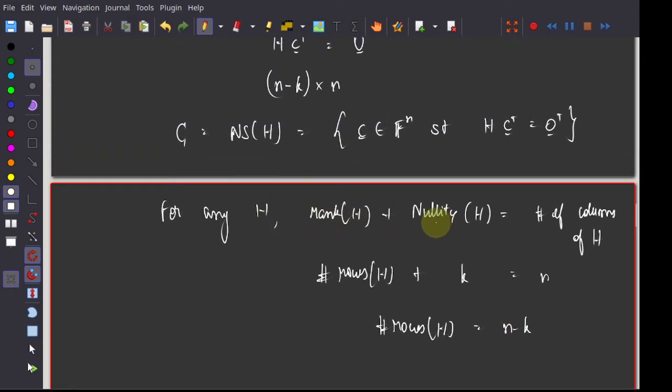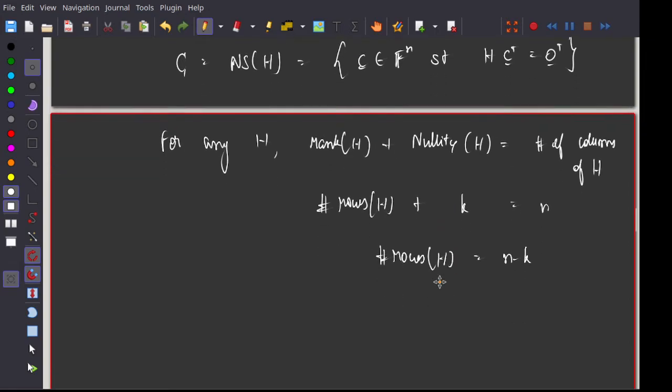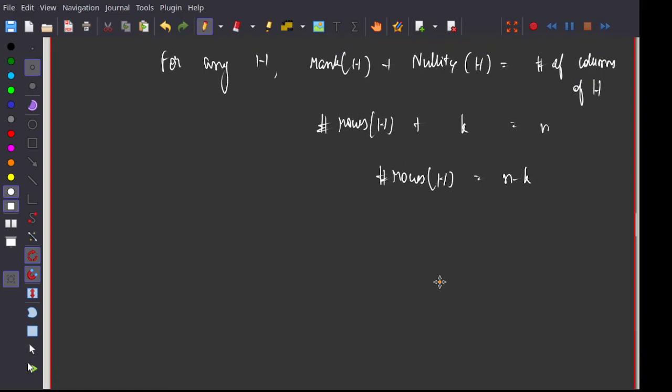Because what is the right null space of H equal to? It is equal to the code by definition. But what is the code? The code is a vector space of dimension k. So the nullity of H should be equal to k. Right?